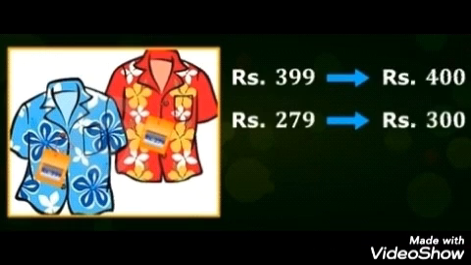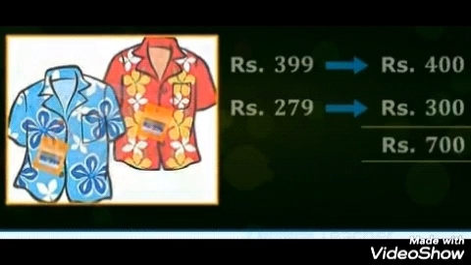If we round off to the nearest hundreds, rupees 399 is rupees 400, rupees 279 is rupees 300. Next we have to add these two values. Cost of these two shirts is rupees 700.